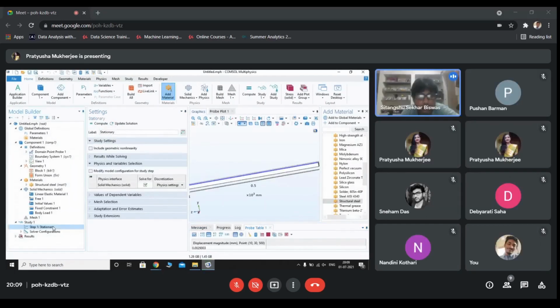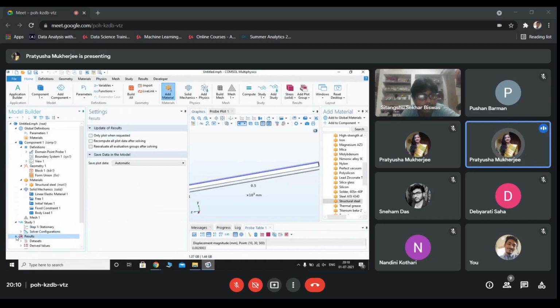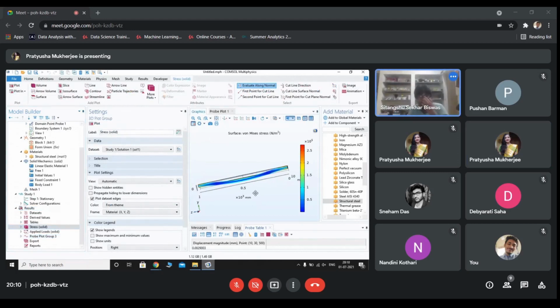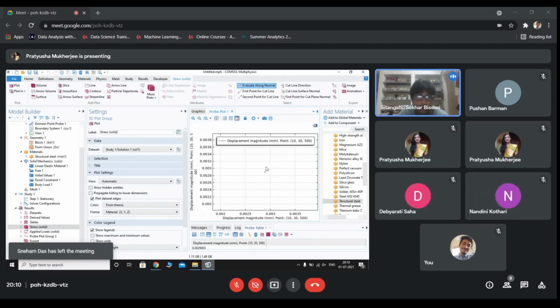So now compute the solution. Sir, do we need to change something in the study part? No, it is stationary. Nothing to be changed. Okay, then these are the results. You see the beam is deflected like this due to self load. Now go to probe plot one. The deflection at that middle point is around 0.0029 mm.